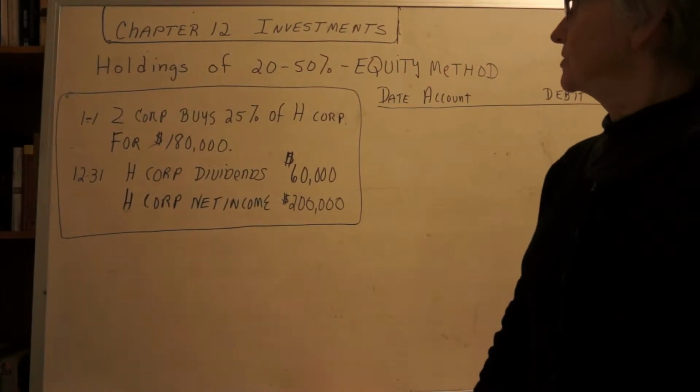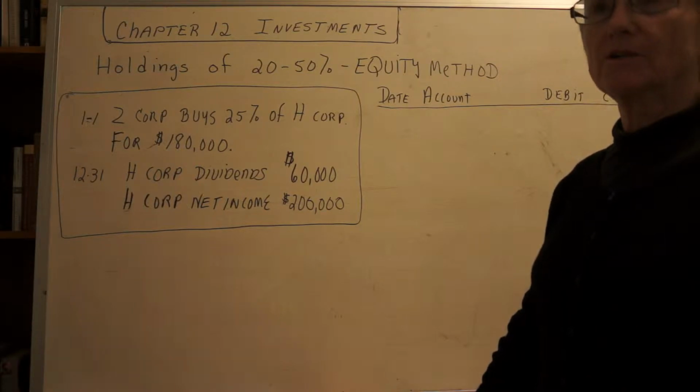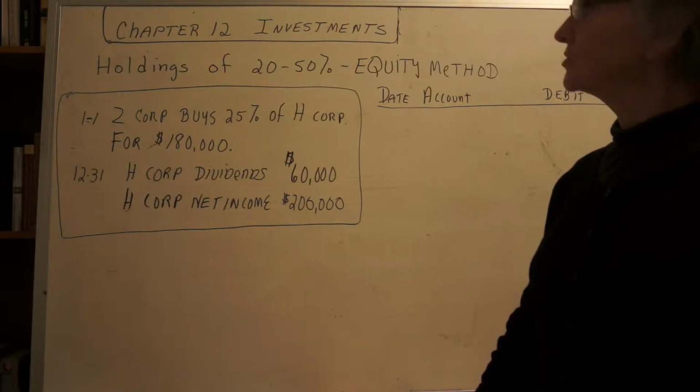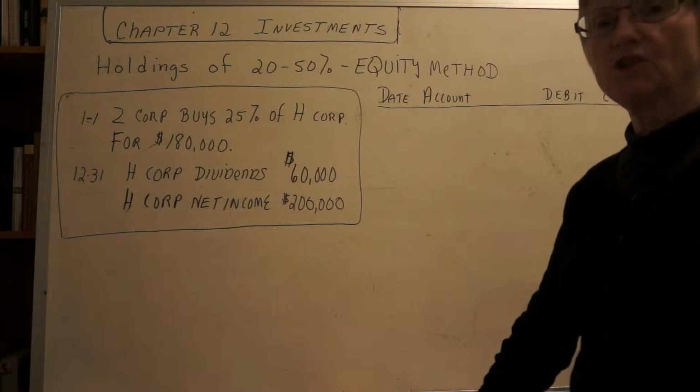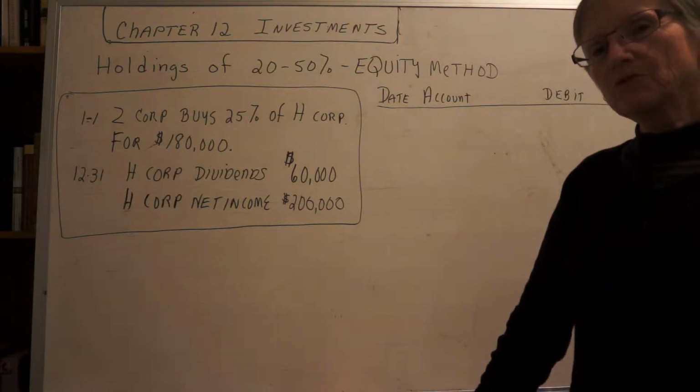So now we're getting to the equity method. And the equity method is what we use when our company buys 20 to 50% of the shares of another company, of the voting shares. This means that we have significant influence over them.